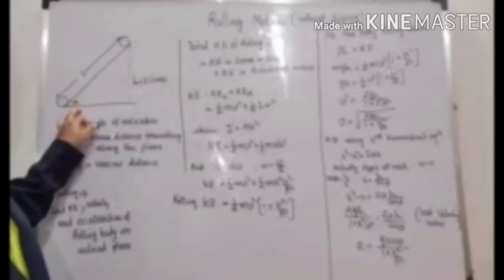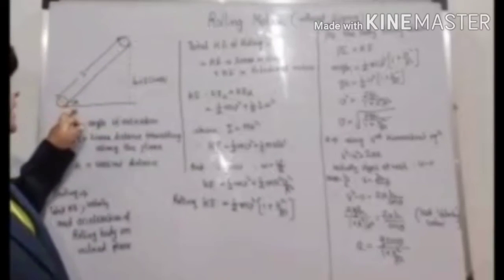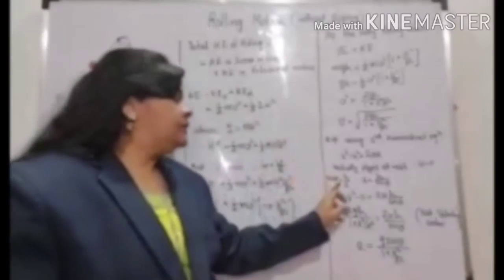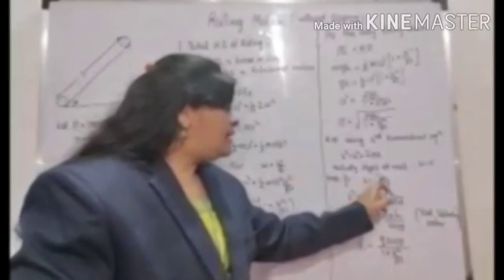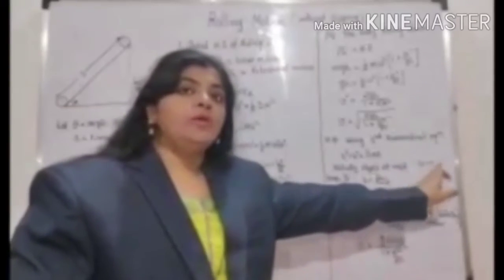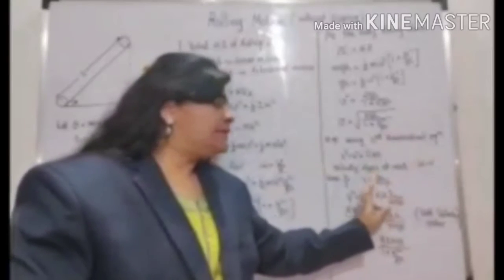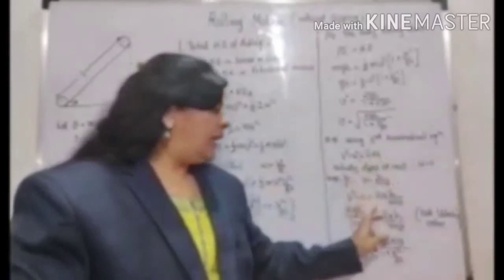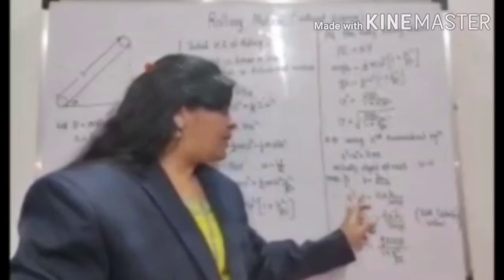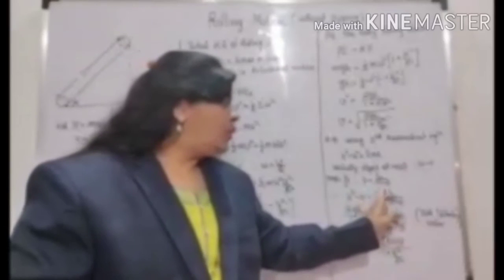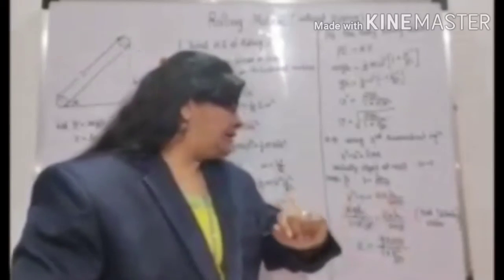Theta is the inclination angle. Sin theta is equal to h upon s, so s is equal to h upon sin theta. Now substitute both values, u is equal to 0 and s is equal to h upon sin theta, in the above equation, and we get v square minus 0 is equal to 2 a h upon sin theta.